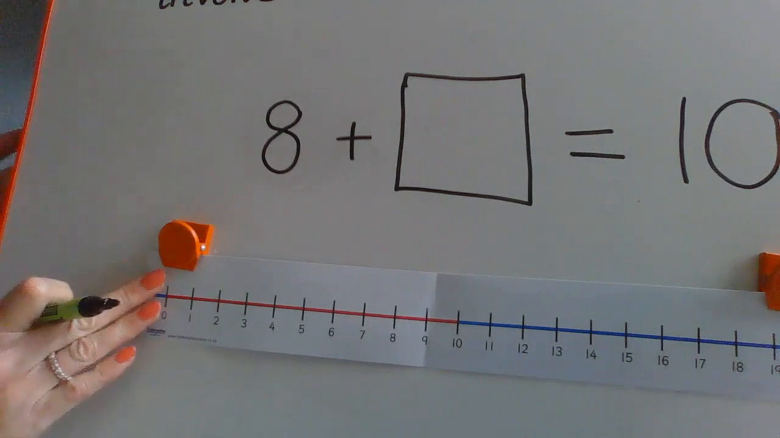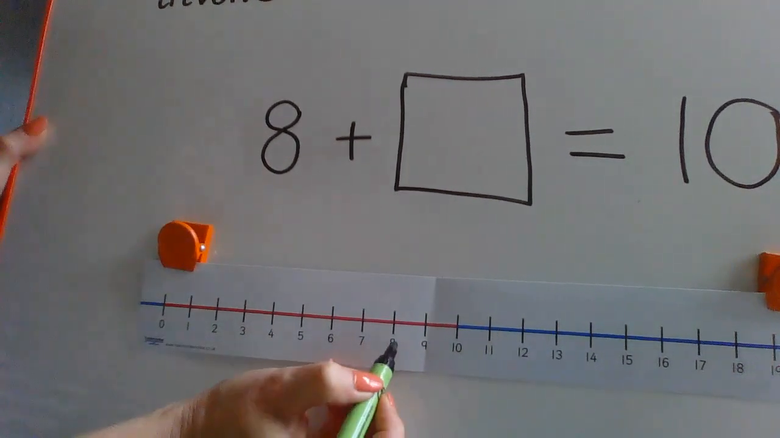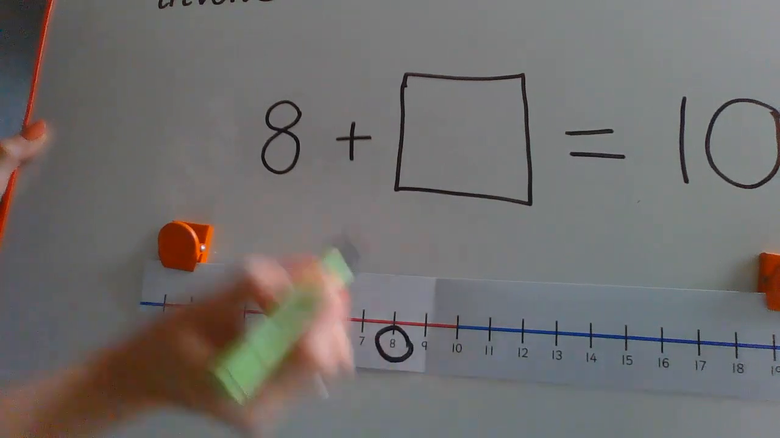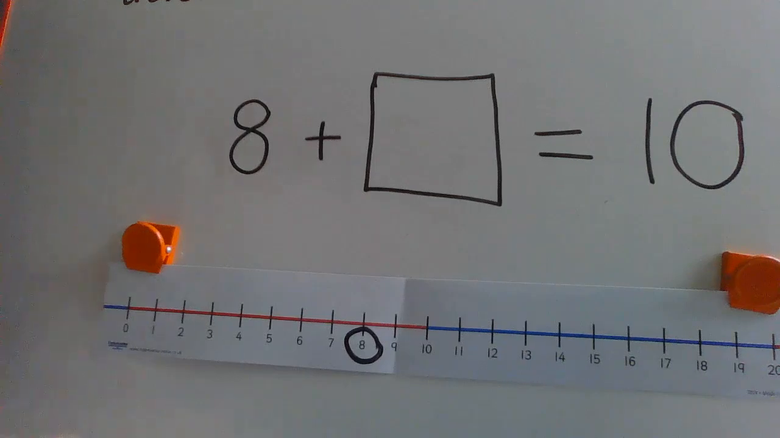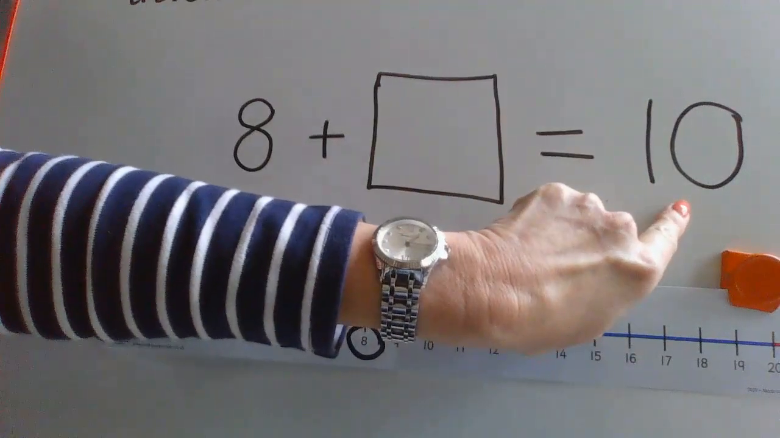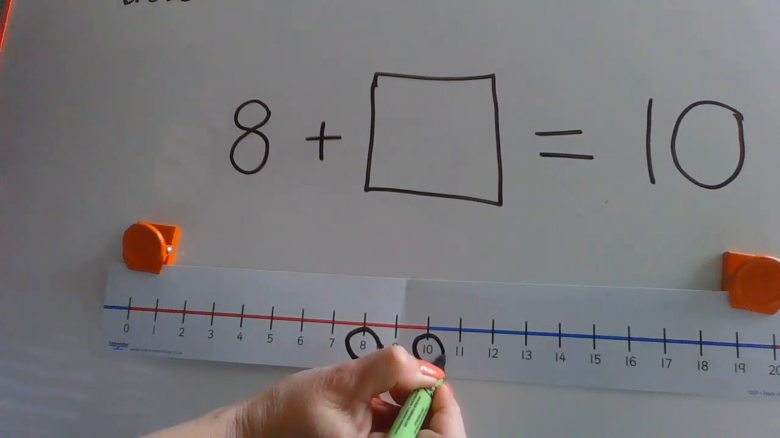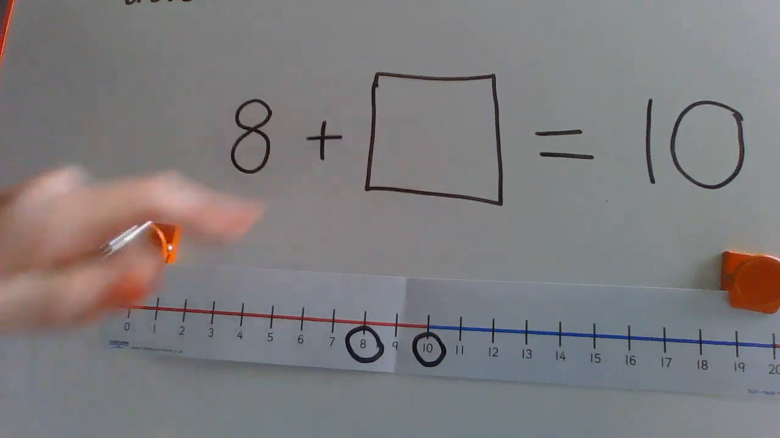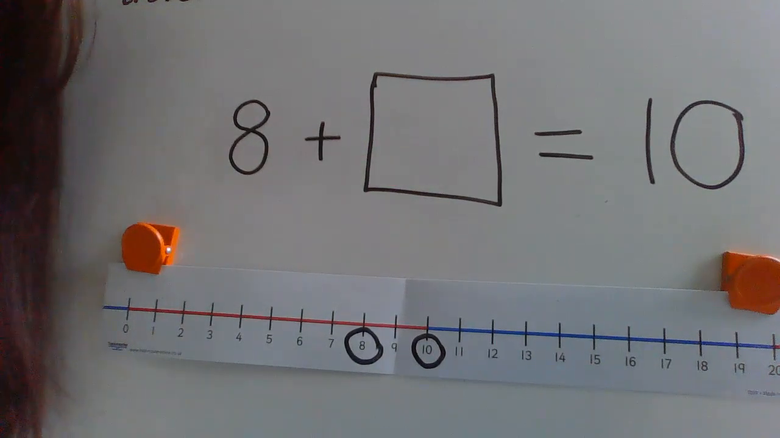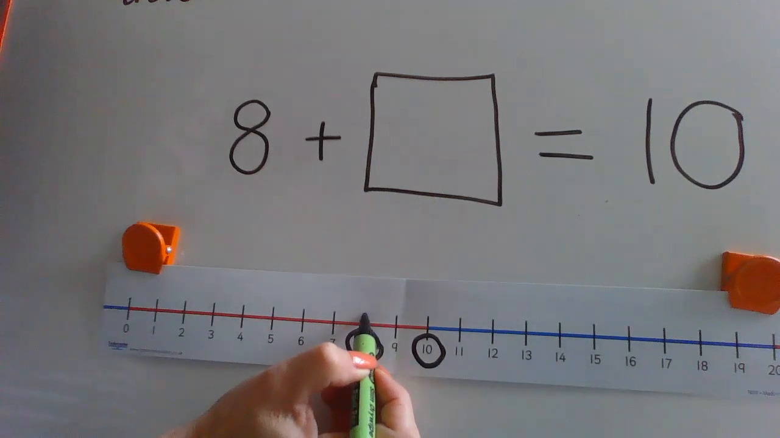Okay, now, so the number we start with is 8. So I'm going to find that on my number line. 8. And the number we end with is 10. So I'm going to find that. So what do you think that number could be? What's missing? It's the jumps.